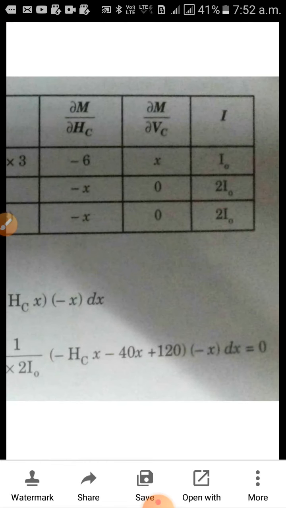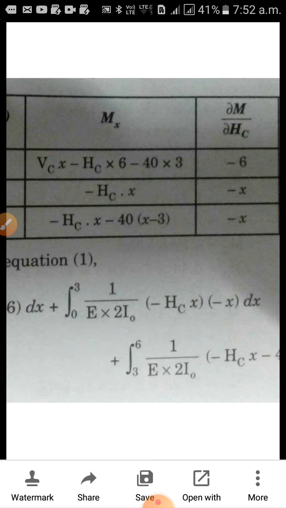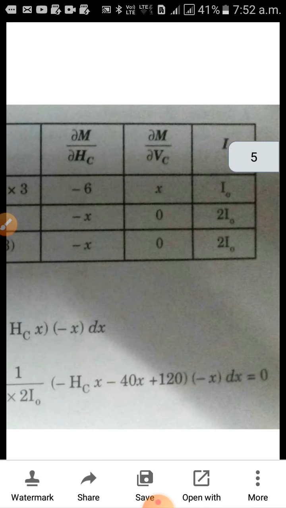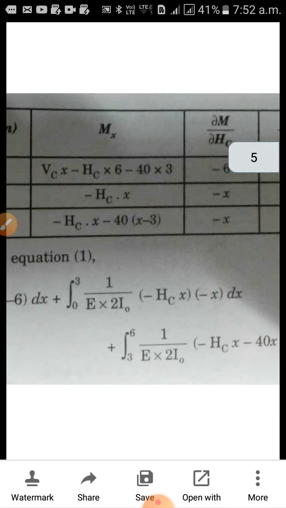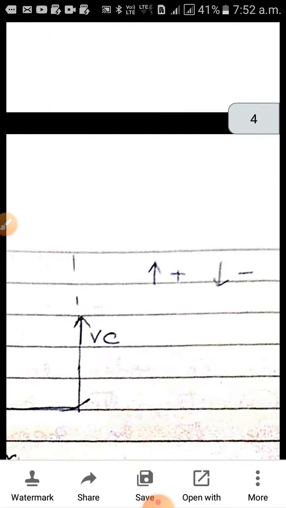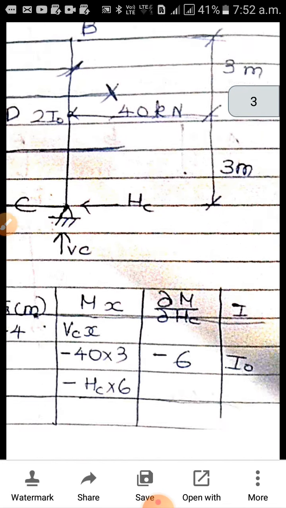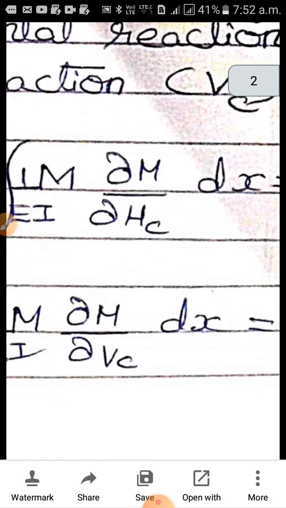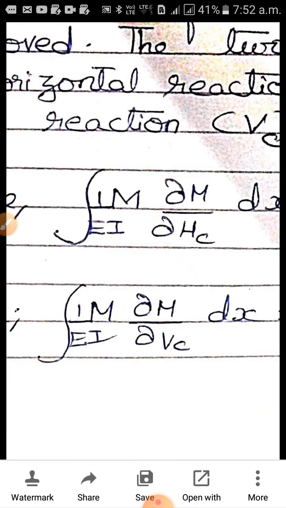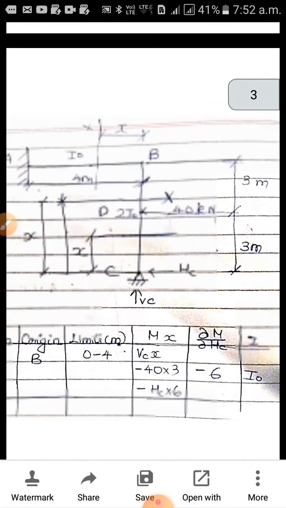So now, dou M by dou HC. Whatever HC term, so minus x. So here also minus x. And you also need to do dou M by dou VC. So x, 0, 0 and I values. So now what is the real purpose? This formula. First you have to do M into dou M by dou x, HC into dx, and then you have to integrate. Similarly, M into dou M by dou VC into dx. So I have done that.